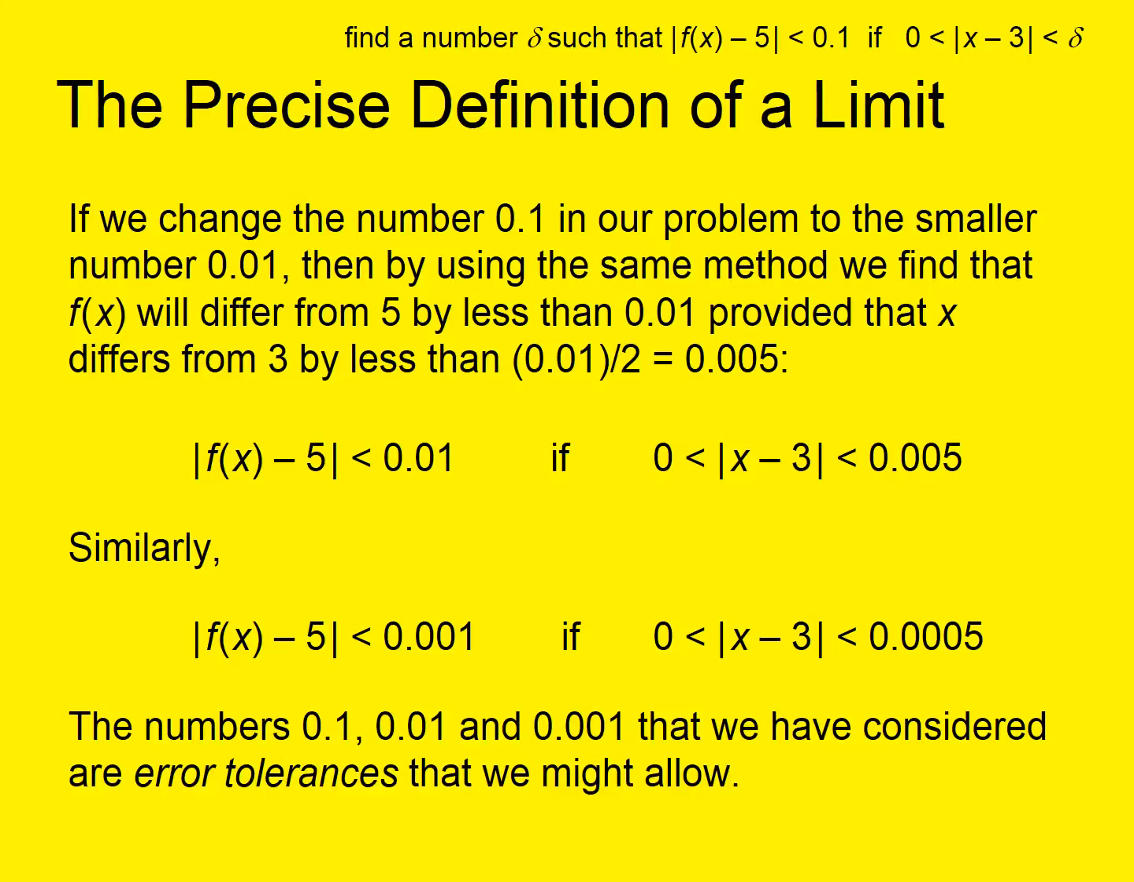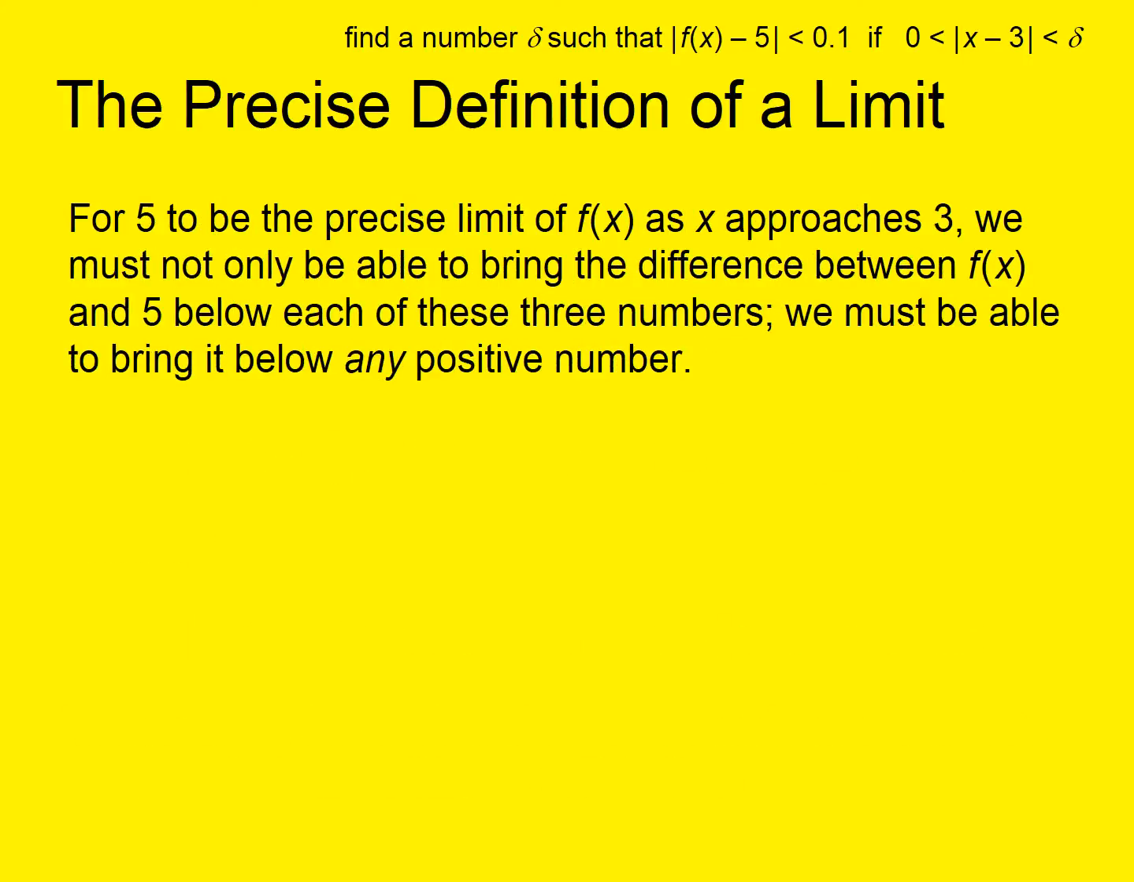So you can see how delta relates to the closeness that we're trying to get with f of x and a limit. The numbers 0.1, 0.01, and 0.001 that we have considered are error tolerances that we might allow. Okay, we're trying to get the precise limit of f of x as x approaches 3.